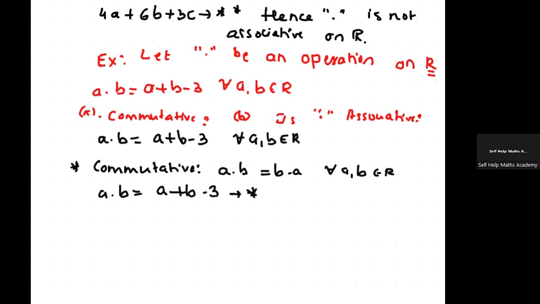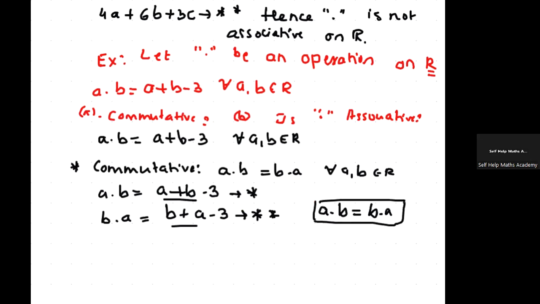And when I take now b dot a, so b dot a will be, since the first element here is b, b plus a minus 3. So you know that whether you add a to b or b to a, you'll get the same element, because addition is commutative. And then we have got subtraction of 3. So if you take star and double star, it is clear that a dot b and b dot a are same. Hence it is commutative. I can write a dot b equal to b dot a. Hence our dot is commutative.